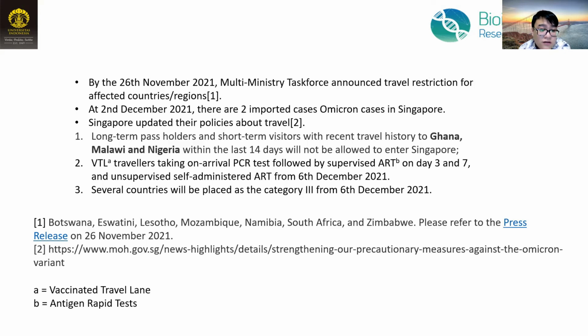Third, several countries will be placed in category 3 from 6 December 2021, such as Bulgaria, Iceland, Ireland, Luxembourg, etc., due to the situation in these countries.